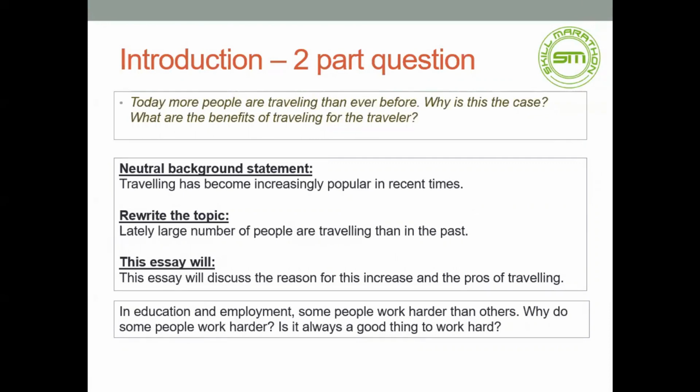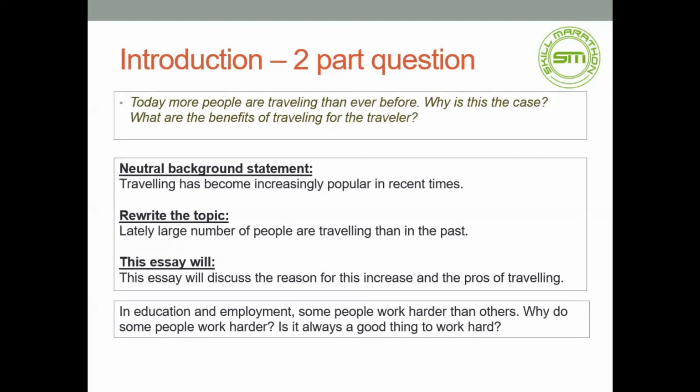For example, here it says, today more people are traveling than ever before, which means the number of people traveling in the recent times is a lot more than in the past. The questions that are asked here are, why is this the case? Why are people in the recent times traveling so much? And second question is, what are the benefits of traveling for the traveler? So you need to write what are the perks? What are the good things that happen for a traveler? These are the two things you need to address majorly in the body paragraph.